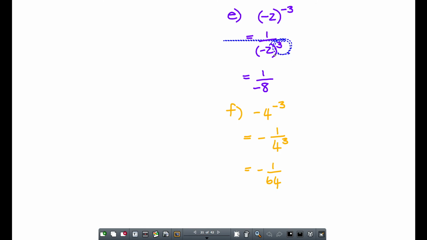That to the power of 3 applies to both the negative and the 2. Right? And a negative times a negative times a negative gives me a negative. And 2 to the power of 3 is 8.